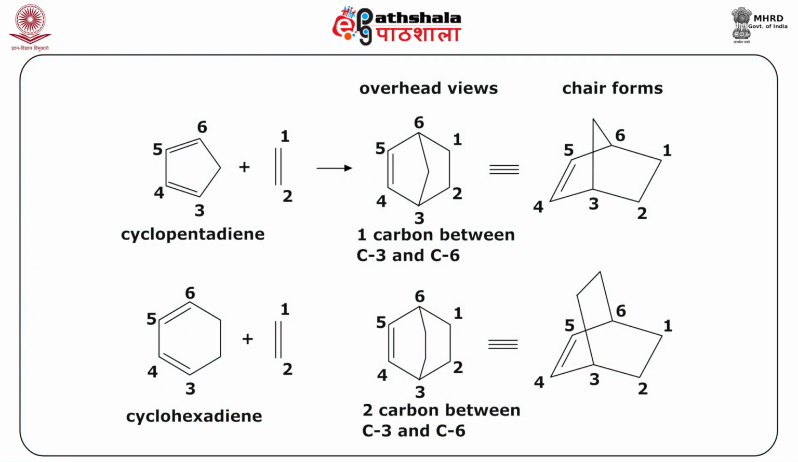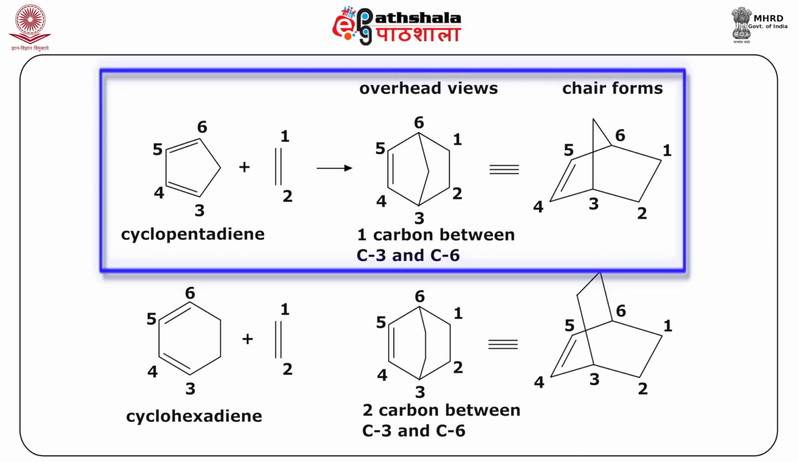The intermolecular Diels-Alder reaction of cyclopentadiene and cyclohexadiene with ethene also gives bridged ring compounds. The figures and the conformations are seen here, wherein cyclopentadiene reacts with ethene, forming a cyclic bridge structure in the chair form, and it has a single carbon atom linked in between the two bridgehead positions.